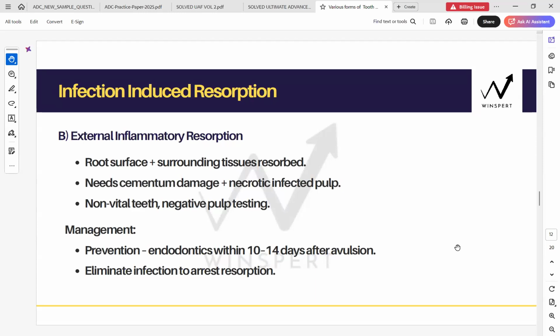Yes, the trauma has to be present in the history, but the pulp has to get infected to lead to the external inflammatory resorption. Very good link, very good concept, a little bit complex, but you will get there when you pay attention that if it's just trauma, it will limit to the surface, but if it gets infected, it will become external inflammatory and it will change the category. Understood, everyone? Yes, Tanveer.